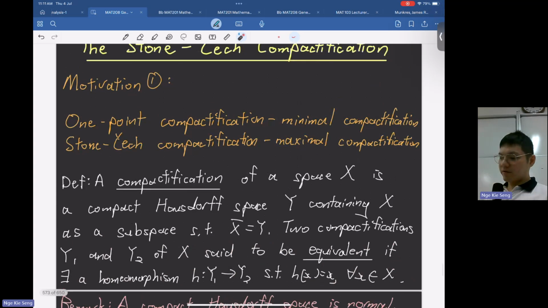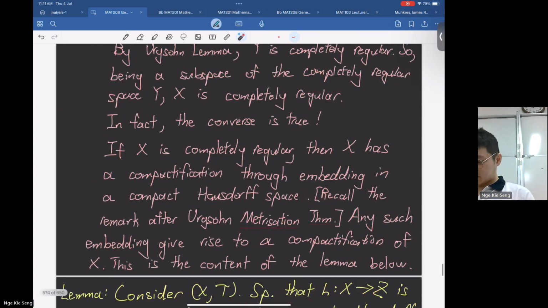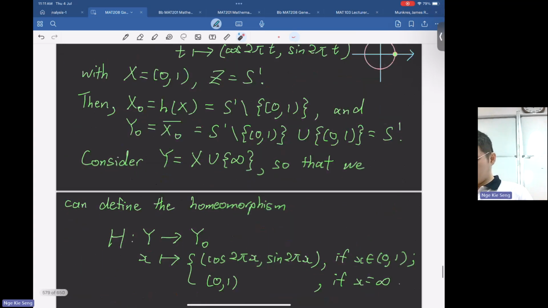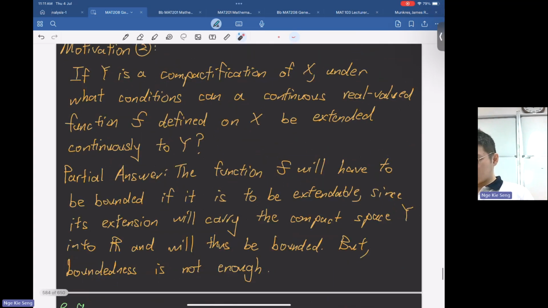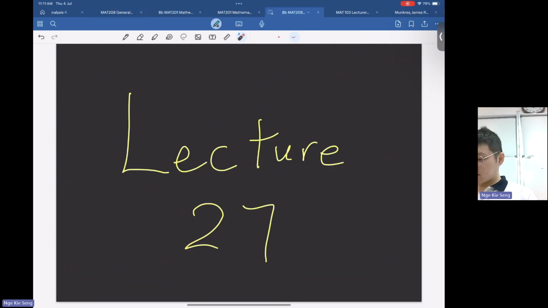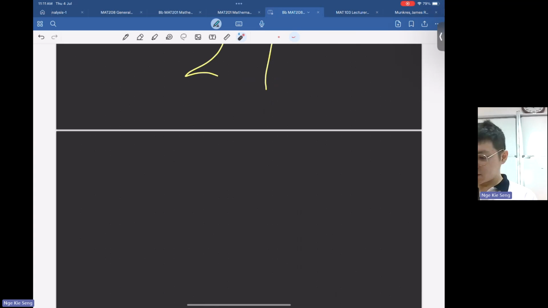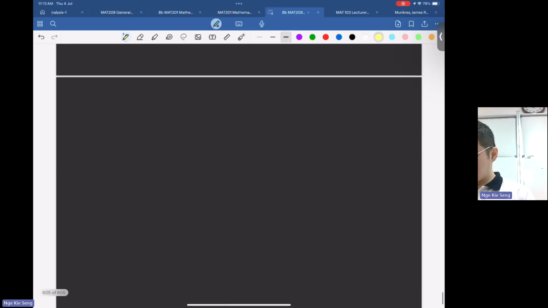And not only is this space compact Hausdorff, it is the closure of your space. Okay. Today we will continue discussing the Stone-Cech compactification.